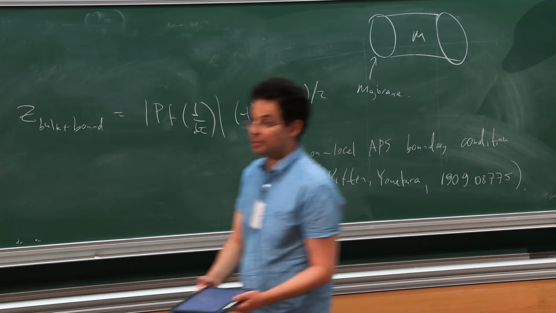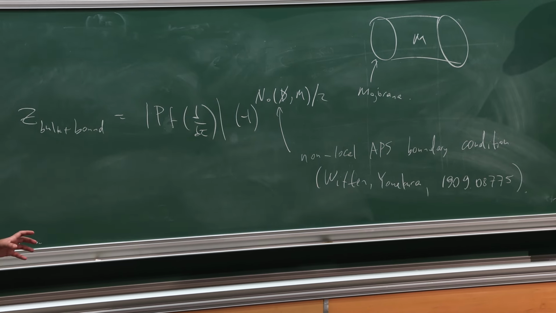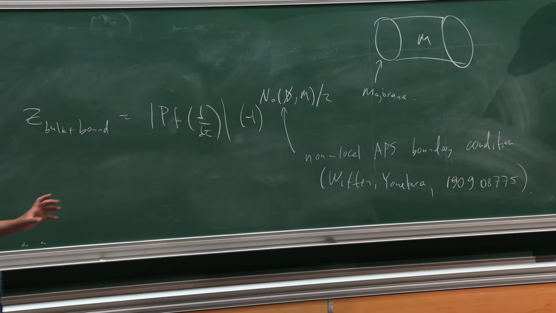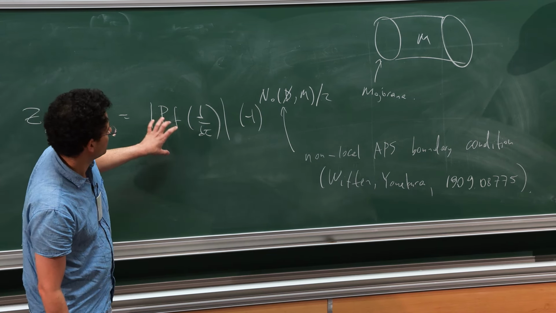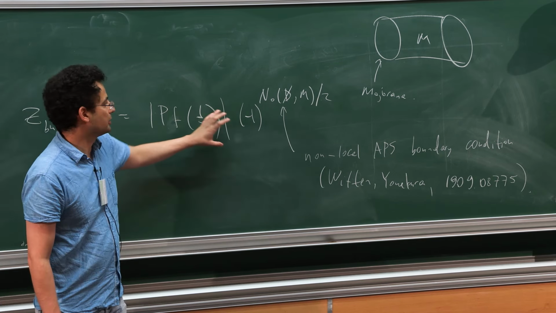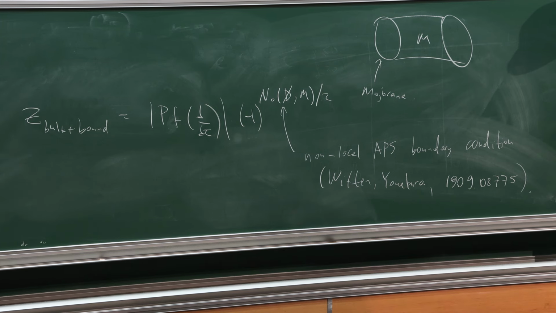So this is an example of a kind of anomaly inflow. It's a bit different from the examples we are used to, but indeed it's only the combination of these two terms that makes physical sense, whereas individually they're unphysical.